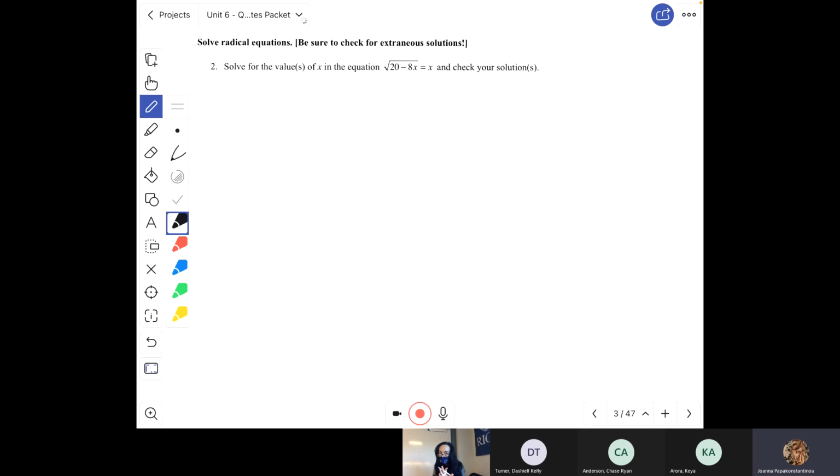Why? Because I can easily do something to each side at this point to get rid of the radical sign. What could I possibly do to each side so that I no longer have that square root? I can square both sides. So if I square each side, if I square the left-hand side, what do I have?